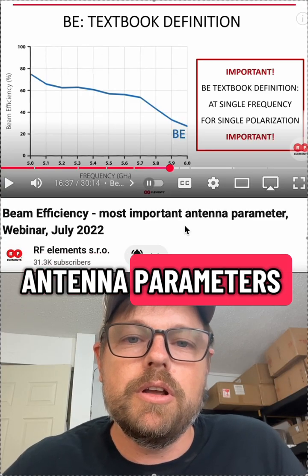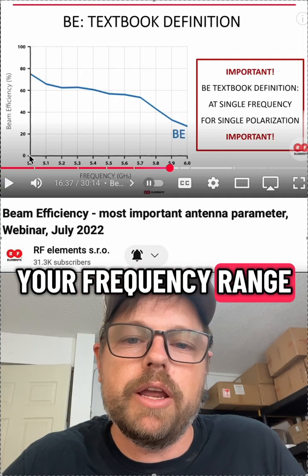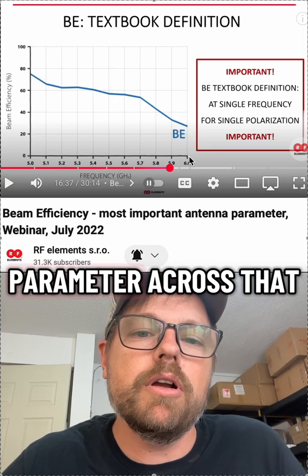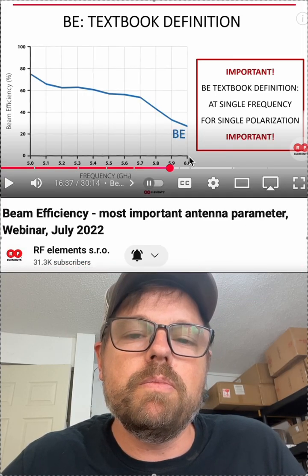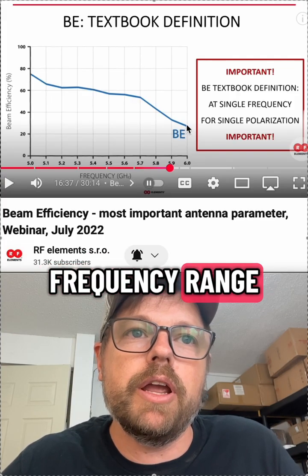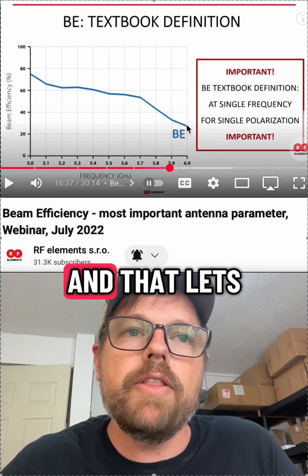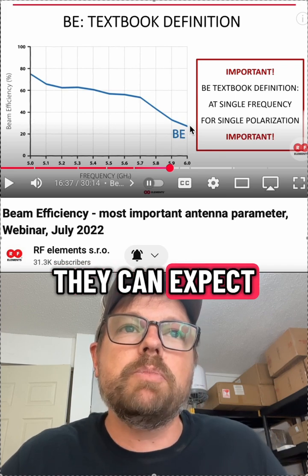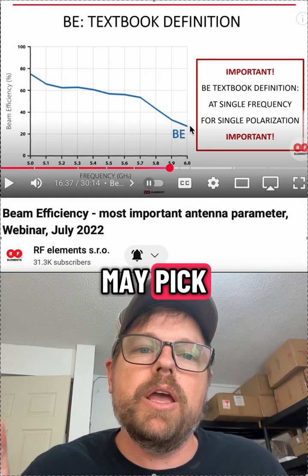Antenna parameters are worst case values. So you've got your frequency range, and then you measure the antenna parameter across that frequency range, and it's the worst value within that antenna's frequency range that is used on antenna data sheets. And that lets operators know that if they use this antenna, they can expect at least this performance at any frequency that they may pick.